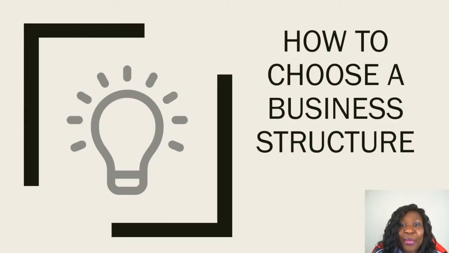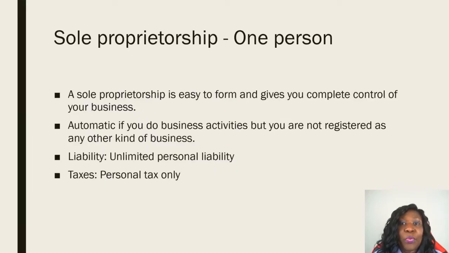How to choose a business structure. There are different types of options when it comes to choosing a business structure, so we're just going to go through most of the more common options. Sole proprietorship. It involves one person. It is easy to form and it gives you complete control over your business. It is automatic if you do not have any other business entity registered. They will just automatically assume that you are a sole proprietorship.